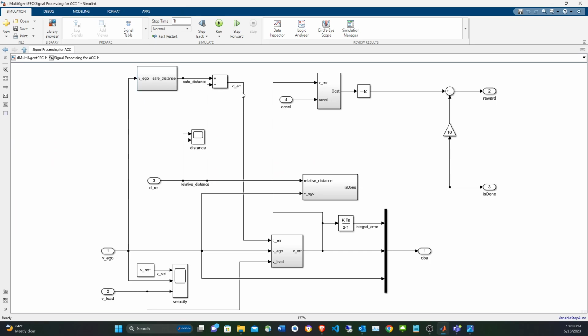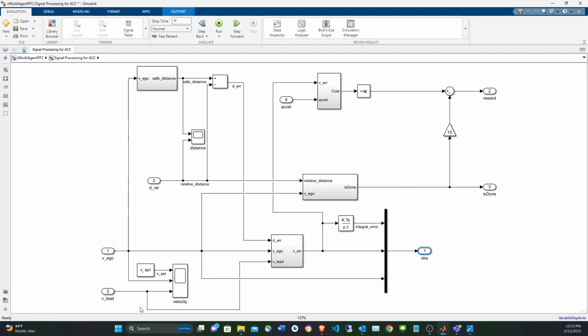Okay, so now with the safe distance, you're gonna get the error. You're gonna subtract the relative distance between the car in the front and your car, and that's gonna give you the error, and that's gonna be one of the signals. Not directly, you're gonna see why. The velocity is one of the observations that goes directly to the observation vector. For this agent, you're gonna get 3 observation points. So you get the velocity error between the ego car and the car in the front, and you integrate that to get something similar to a relative distance.